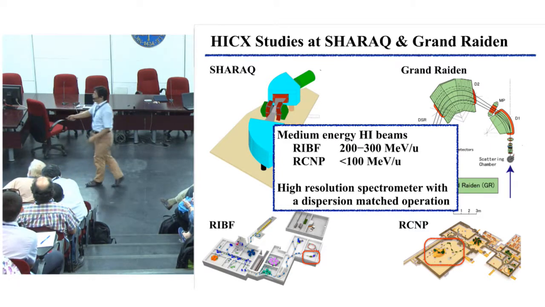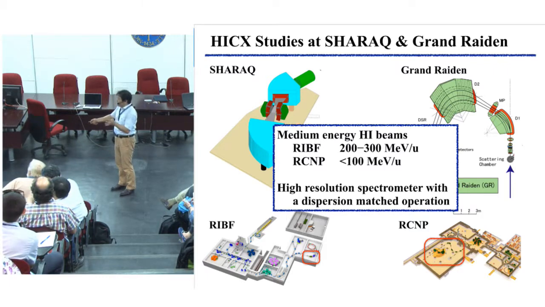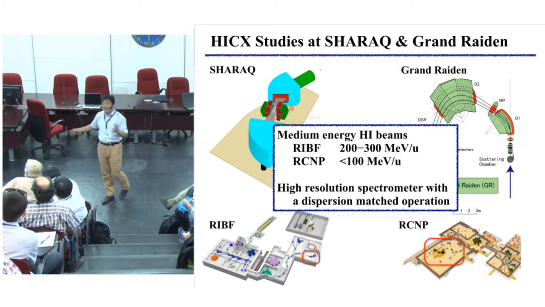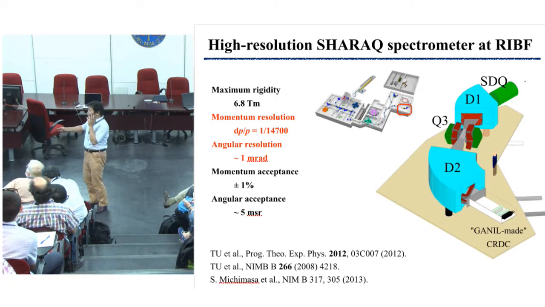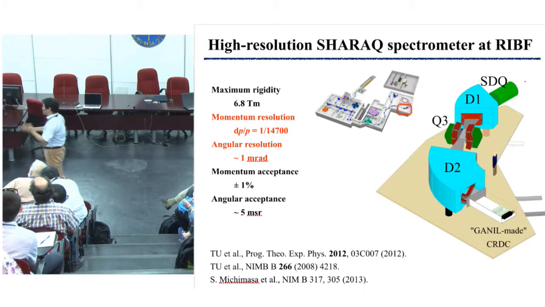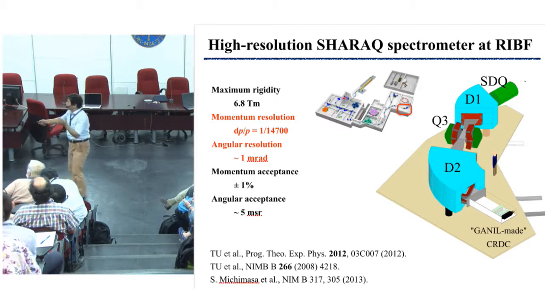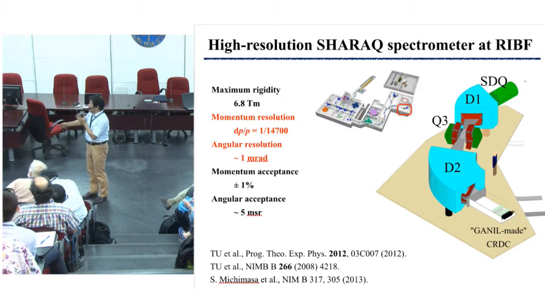Let me repeat again. A high-resolution spectrometer with dispersion-matched operation is needed for the study. We have constructed the SHARAQ spectrometer specialized for heavy ion charge exchange reaction studies, which means that in addition to the high momentum resolution, this spectrometer is designed to achieve a high angular resolution.